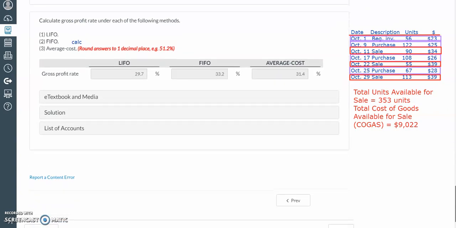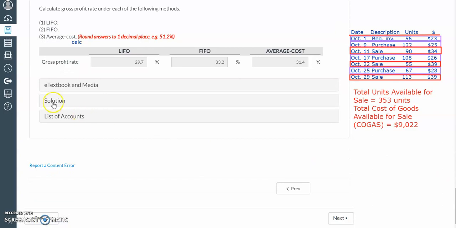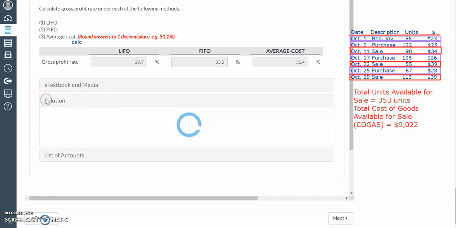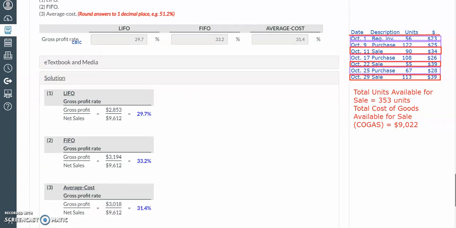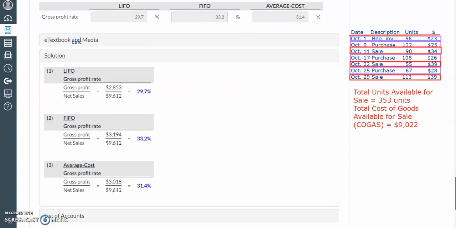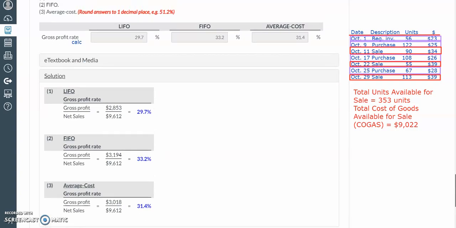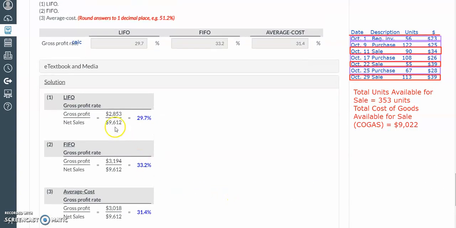The last part of this problem is computing the gross profit rate under each of these scenarios. So you'll remember that the gross profit rate is going to be your gross profit divided by the net sales. So using the information from this problem, you're going to take your gross profit that you calculated earlier divided by the net sales for each of these.